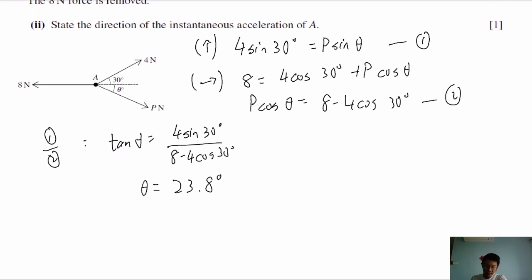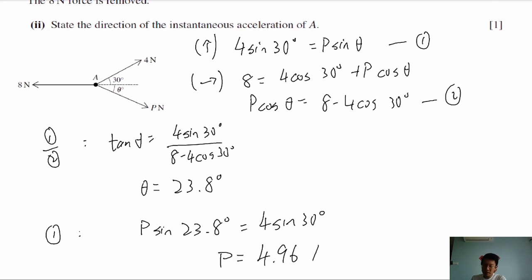Say we use the first equation. What we have is P sine theta, which is 23.8 degrees, equals 4 sine 30. From there we can find the value for P. That will be 4.96 Newton for our P. So that will be our first part.